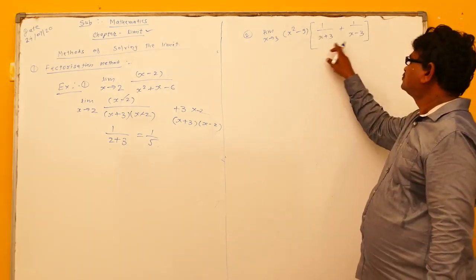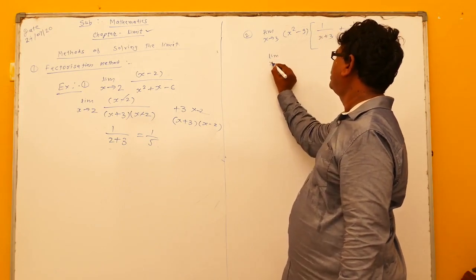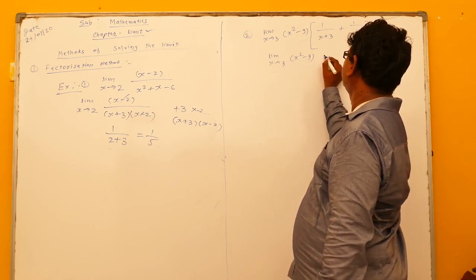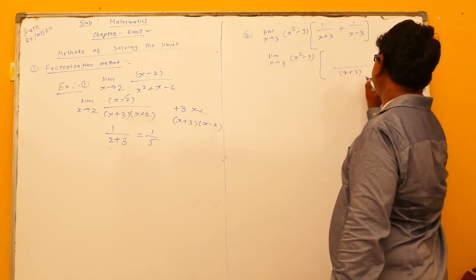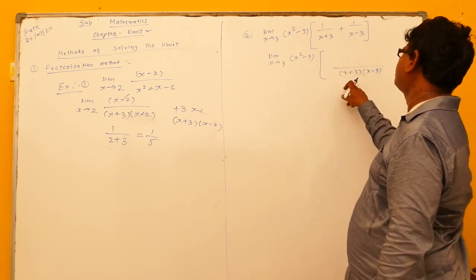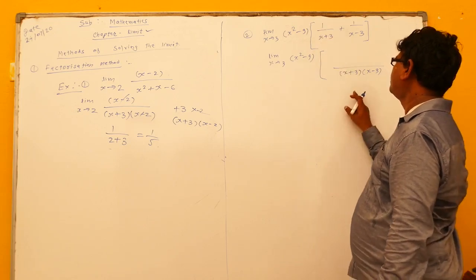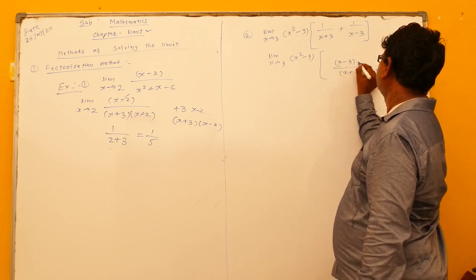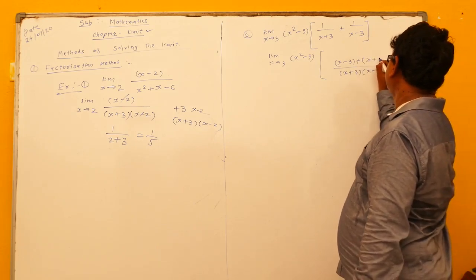First we start with this bracket by the LCM method. Therefore the limit of x tends to 3, (x square minus 9) into the bracket, where the LCM is (x plus 3)(x minus 3). Therefore x plus 3: LCM divided by denominator and multiplied by numerator. The x plus 3 cancels out. Here the x minus 3 plus the other x minus 3 cancels out. Here it is x plus 3.